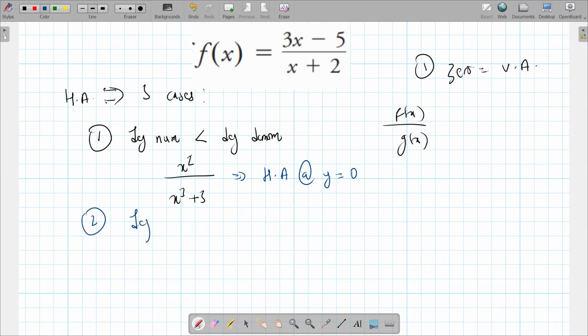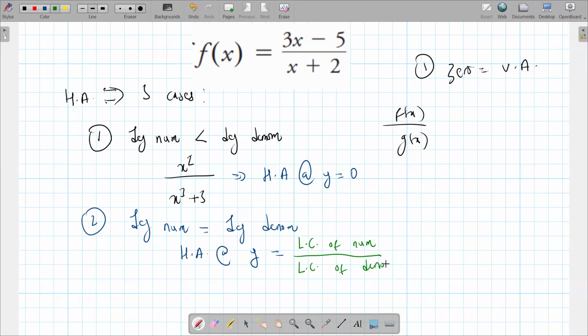If the degree in the numerator is equal to the degree in the denominator, which is what we have in this case, the horizontal asymptote is going to be at y equals, okay, check this out, the leading coefficient of the numerator divided by the leading coefficient of the denominator.